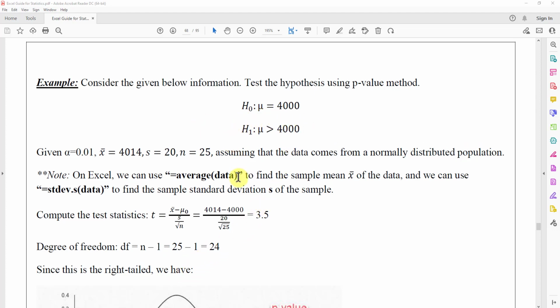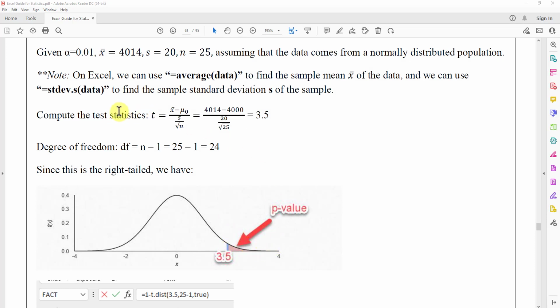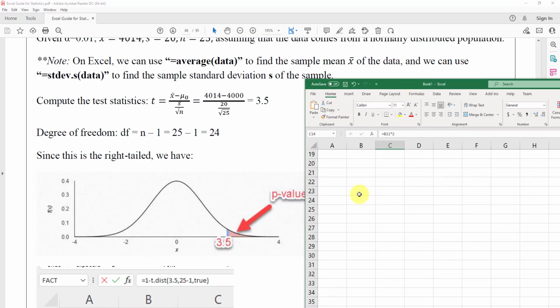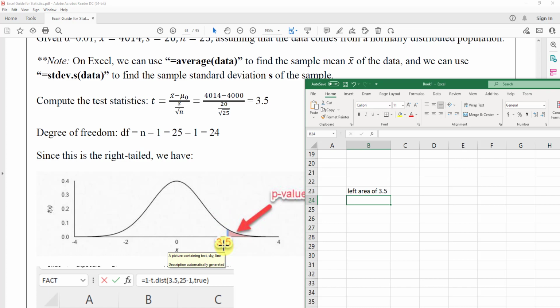Remember, this is the right tail test, so we expect to find the area on the right side of the test statistic, in this case 3.5. Zero is always in the center, so 3.5 is to the right of 0, and I'm looking for the area on the right. To find it, you find the area on the left and then subtract that from 1. The reason I want the left area is that we have a function that gives you only the left area of that value. There is no function to give you the right area, but there is one to give you the left area. Once you get that value, we take 1, which is everything, and subtract the left side to get the right side. So we press equal.